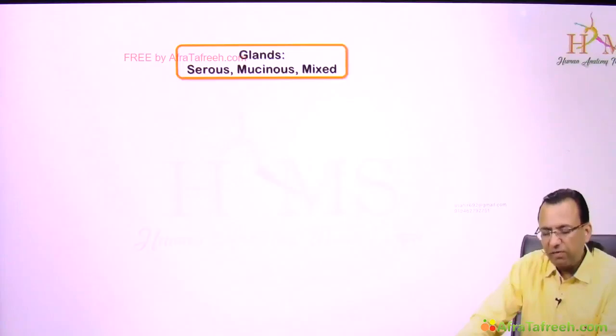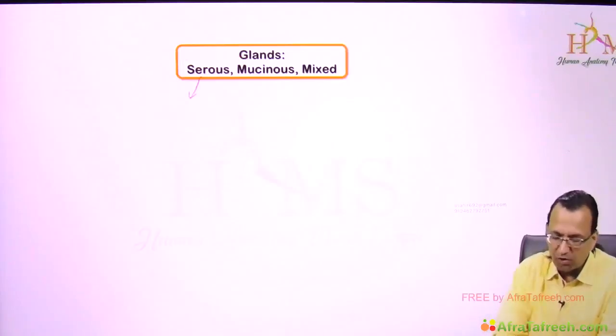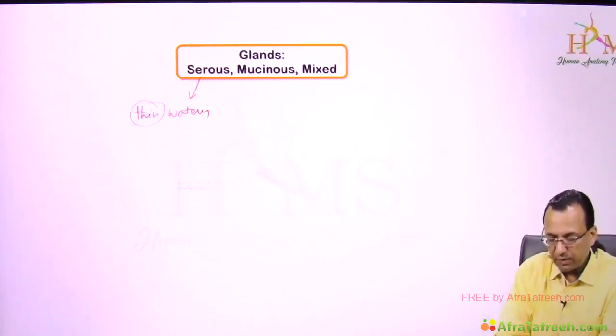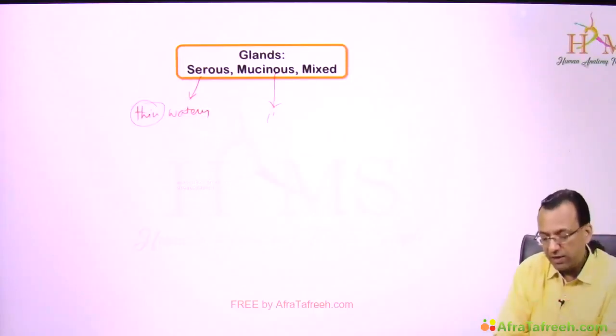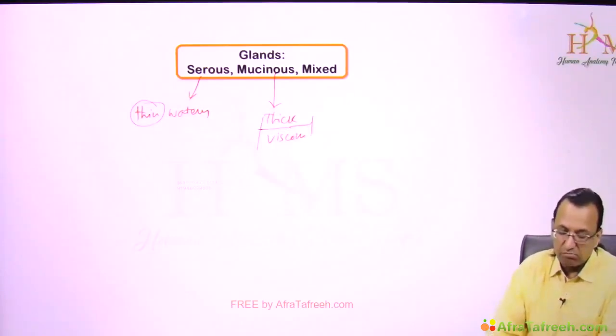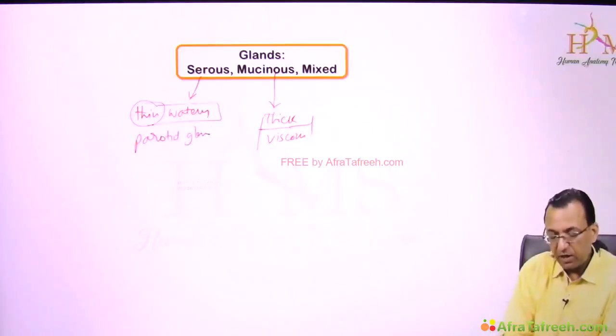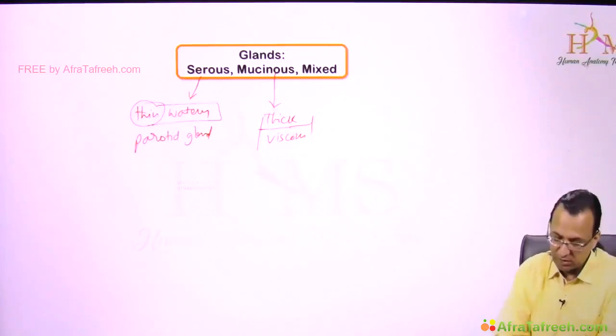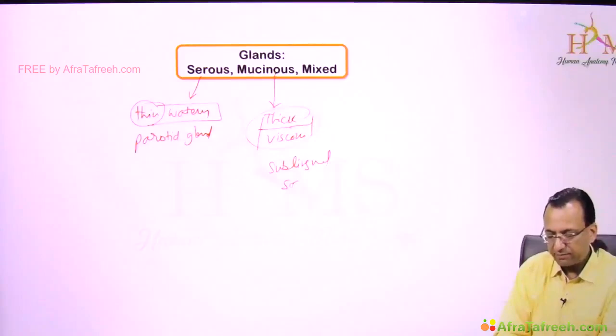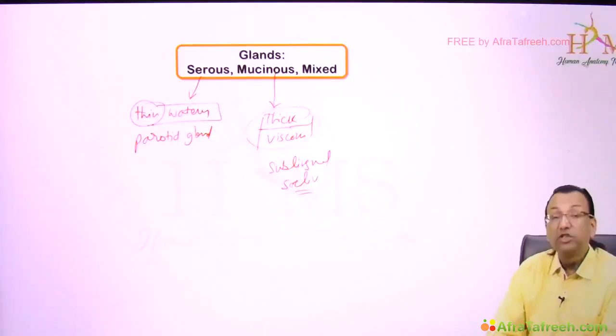How do you differentiate between serous and mucinous? Serous is watery secretion, thin watery secretion. And what about mucinous? Thick, viscous secretion, thick and viscous. So where do you see the serous gland? Maybe parotid salivary gland. And what about the thick viscous? Mucinous, maybe sublingual salivary gland. And what about the mixed seromucous?